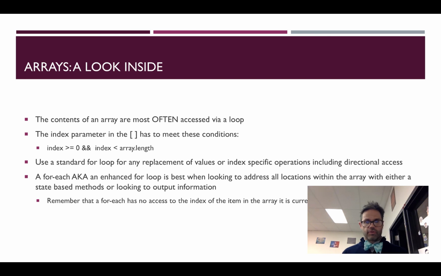Now, if we're replacing values, we have to use a standard for loop with the square bracket access, because that's the only way we can replace things. A for each loop, also known as the enhanced for, is great to go through and print everything out, look at all the values, report things to the screen, or do some calculations on, say, everybody's grades. Wonderful. But you cannot, no way at all, change the contents of the array using a for each loop. All it has access to is calling methods on state. So keep that in mind when we're using a for each. We can't replace any values. We can only access the internal components.